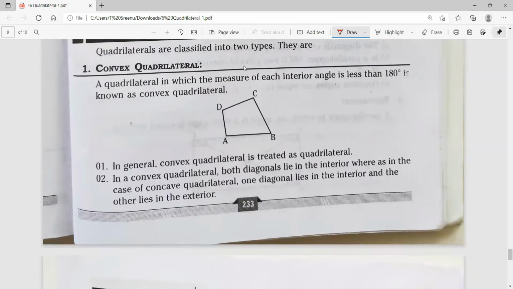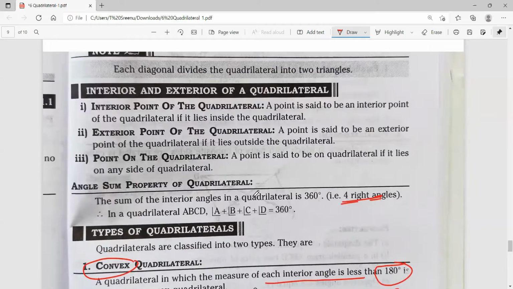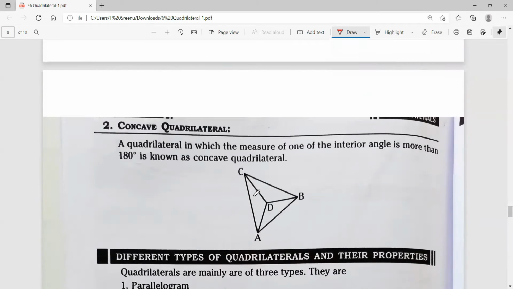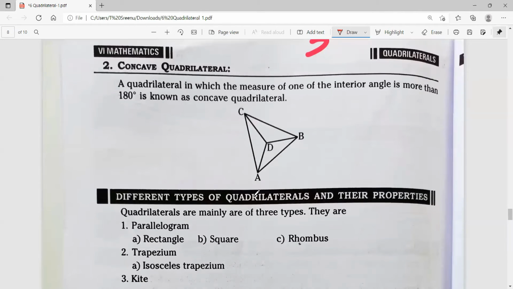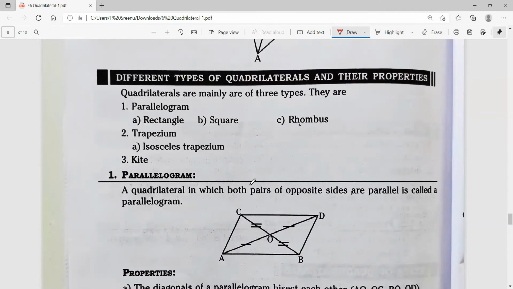Quadrilaterals are classified into 2 types. One is convex: all the interior angles are less than 180 degrees. But exactly opposite is concave. What does concave say? Only one of the interior angles is more than 180 degrees. That is the concave.